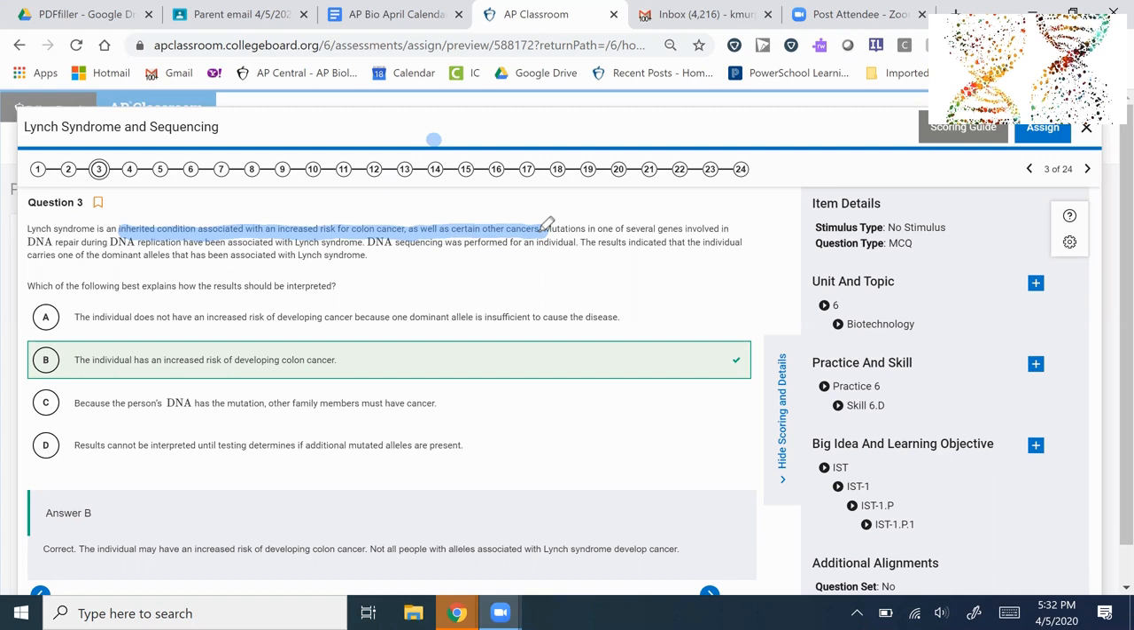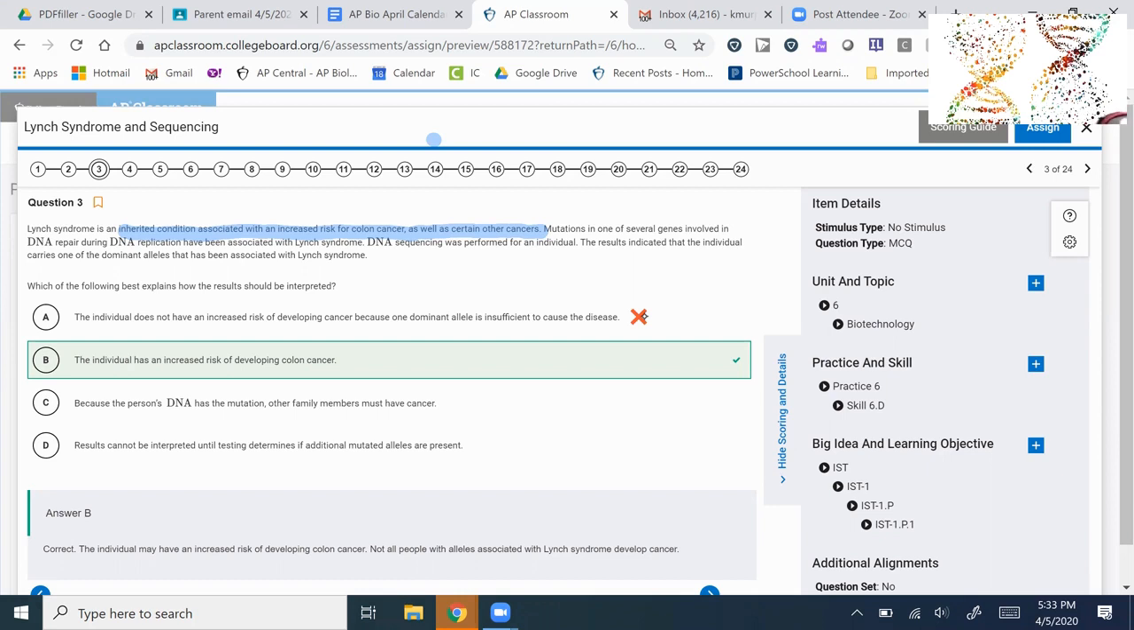So let's look at the choices here. A, the individual does not have increased risk of developing cancer because one dominant allele is insufficient to cause the disease. It already tells you that the results indicate the individual carries one of the dominant alleles, and that has been associated with Lynch syndrome. So that's going to be wrong.